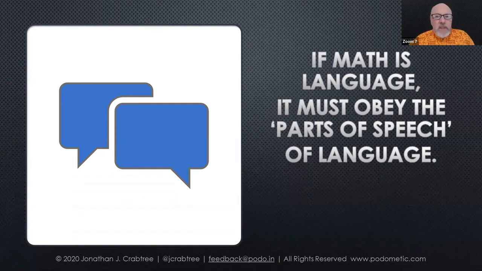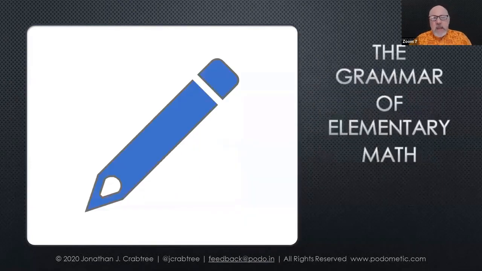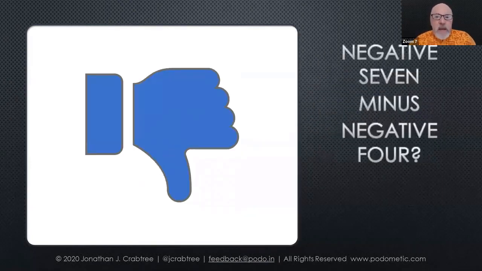And I'll give you some examples. So if we look at the grammar of elementary math, I'll ask adults a question. I'll often say, what's -7 minus -4? And when I ask people this question, I'll often say, what do you think your neighbor would answer to this question?